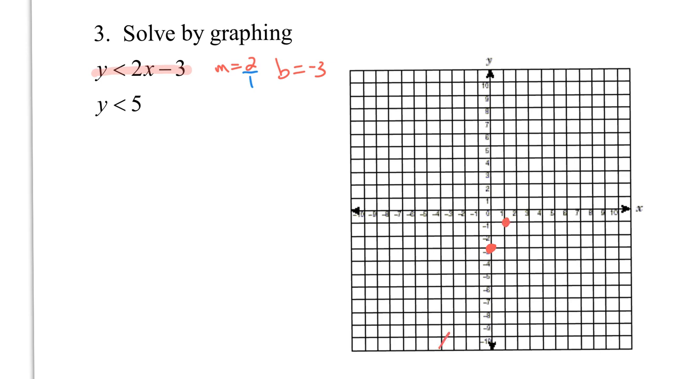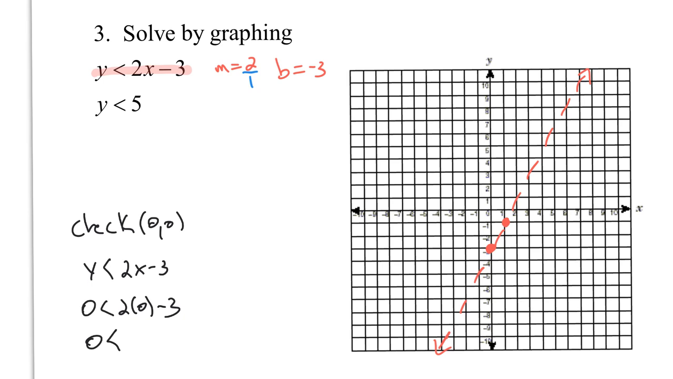And then you make your dash because, again, you don't have the or equal to part, the line on the bottom. And then you guys check what side to shade. So to check, you are going to use the origin. And you substitute into the inequality. So let's see what we get here. 0 is less than 2 times 0 minus 3. So 0 is less than negative 3.